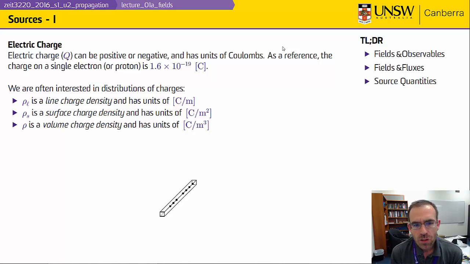Talk a little bit about sources. The fundamental source quantity that we're going to be dealing with is the electric charge. The electric charge, which we'll use as Q, can either be positive or negative. It has units of coulombs.